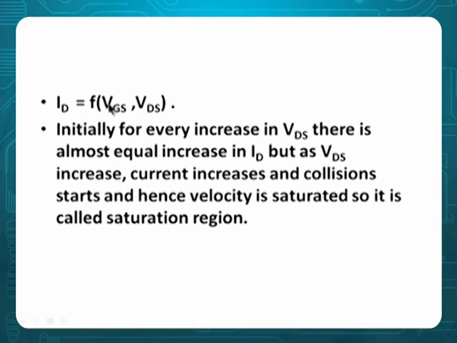So generally ID is a function of VGS and VDS. If you draw between ID and VGS, it is called transfer characteristics. If you draw between VDS and ID, it is called output characteristics. As already said, initially for every increase in VDS, there is almost equal increase in ID. But as VDS increases, current increases and collisions come. When the collisions start, velocity is saturated, and that is called the saturation region.